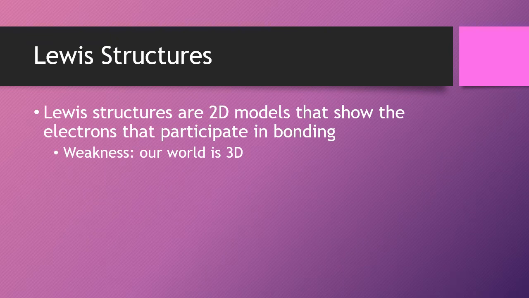A reminder, Lewis structures are 2D models that we use to show where the electrons that participate in bonding, or that are part of the valence set and don't participate, are located on an atom or molecule. While Lewis structures reveal a lot of information, they do have one weakness. Our world is three-dimensional while they are two-dimensional. And so we must consider a different theory in order to account for what the genuine three-dimensional shapes look like.